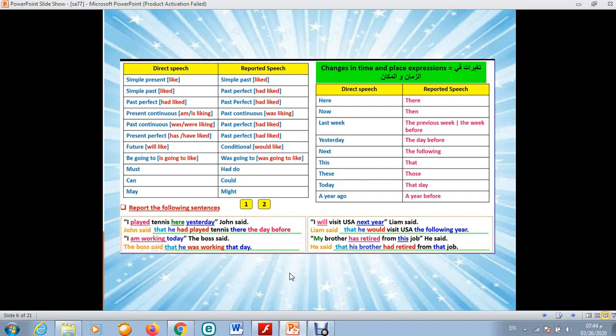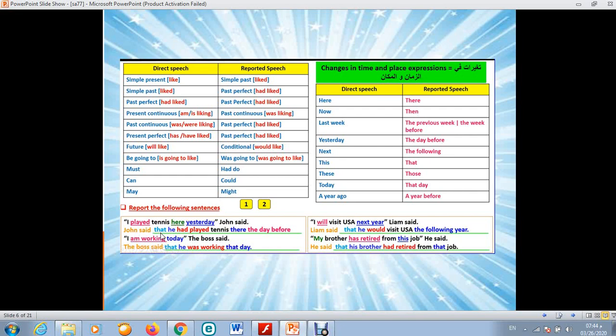Now, let's see some examples for more explanation. The first one, "I played tennis here yesterday," John said. And notice please, here is John said, not John said to another one. It's just John said. When we change this direct sentence into indirect, we say John said.